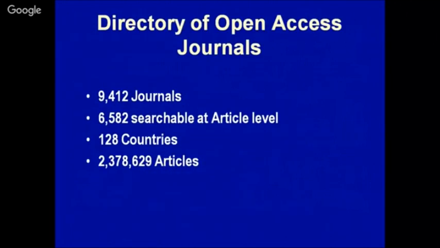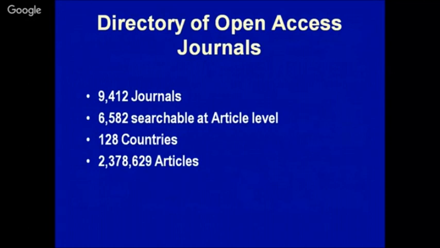And here I would say आज आपके पास लगभग 9,412 journals. This is available. Directory of open access journals is available on web. You can see it. Refer to the journals which are relevant to your area.